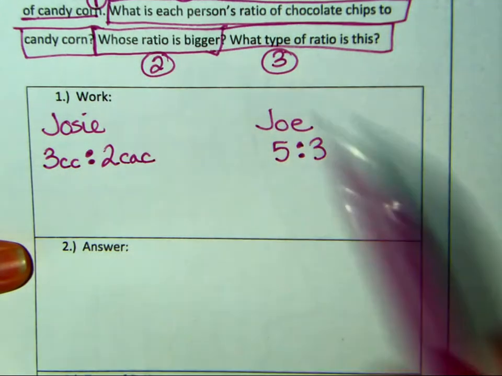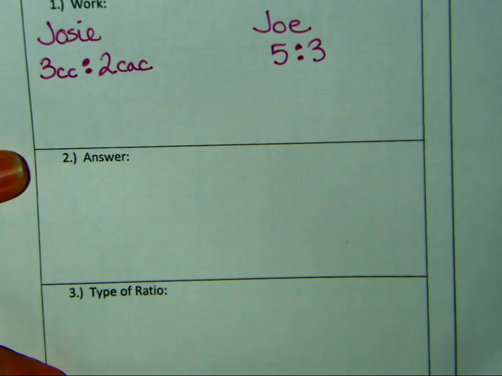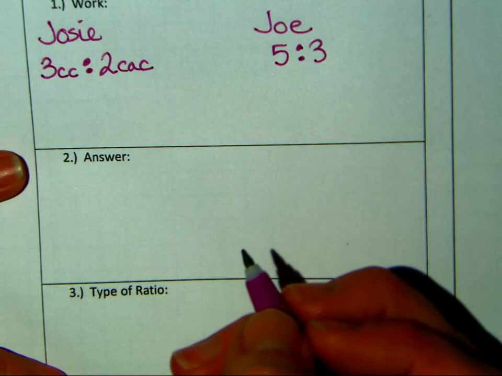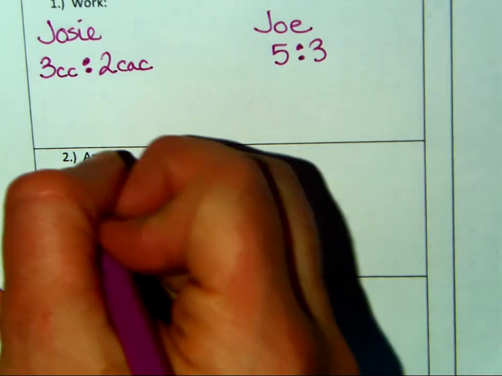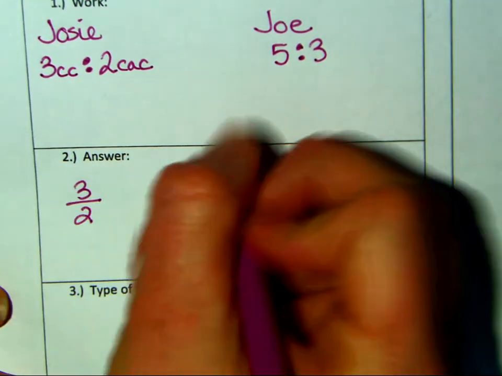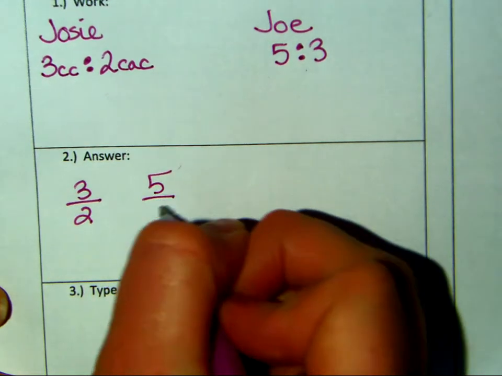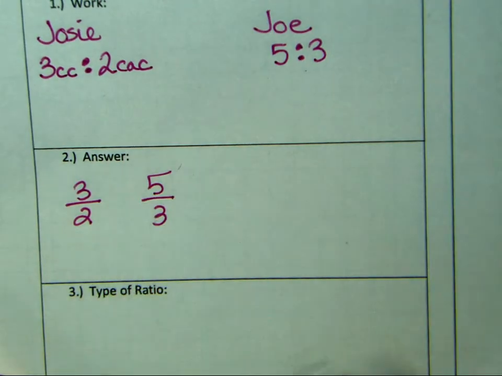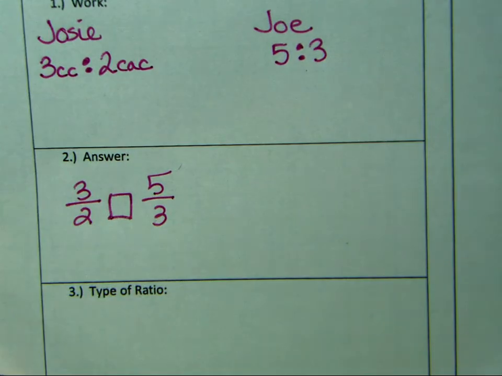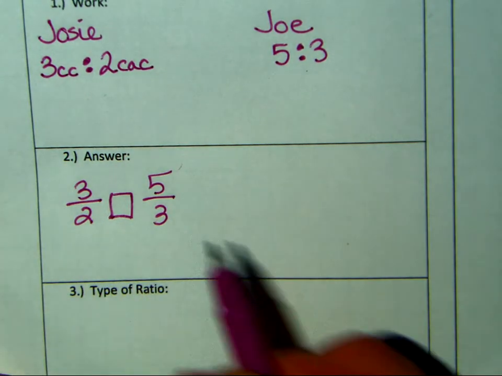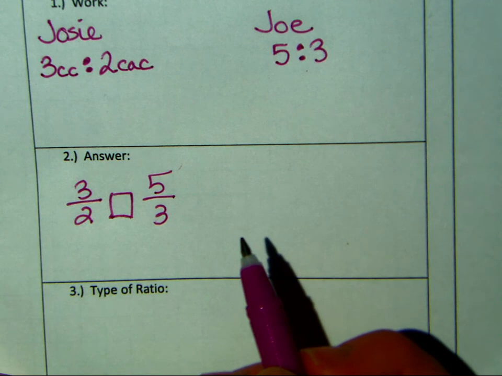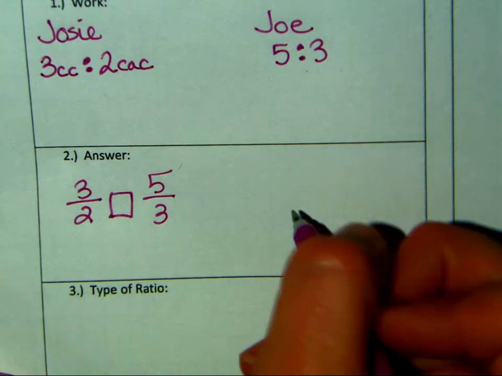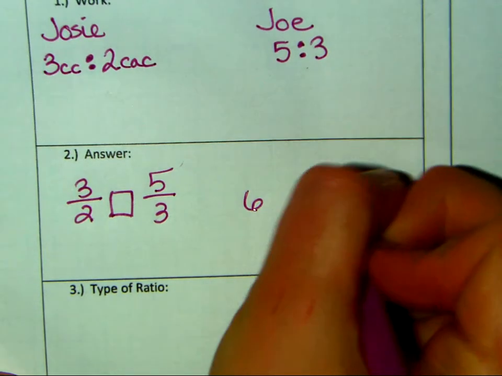Question number 2, whose ratio is bigger? Remember what it said for us to do. We have to write them as fractions, and then we have to give them common denominators, okay? So our first one would be 3 over 2 compared to Joe's, which is 5 over 3. Do you see how I just wrote them as fractions? Now we need to find our common denominator. What is a common denominator between 2 and 3? Maria? The common denominator is 6. Very good.